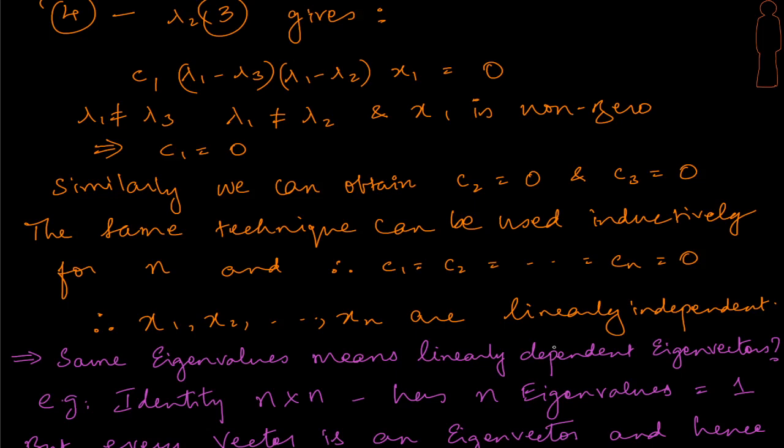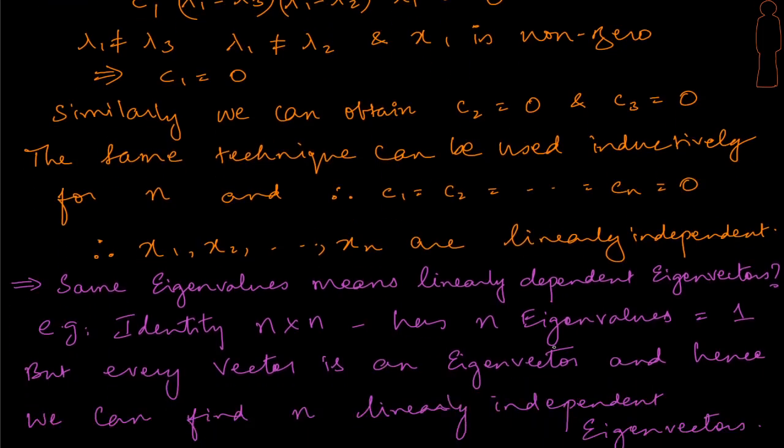But how many eigenvectors can we have for that? Every single vector in R^n is going to be an eigenvector, which means that we can easily pick any n linearly independent eigenvectors. And therefore, that's the counterexample to argue that when we have the same eigenvalues, it need not mean that my eigenvectors have to be linearly dependent. Here we have repeating eigenvalues, but my eigenvectors are linearly independent.